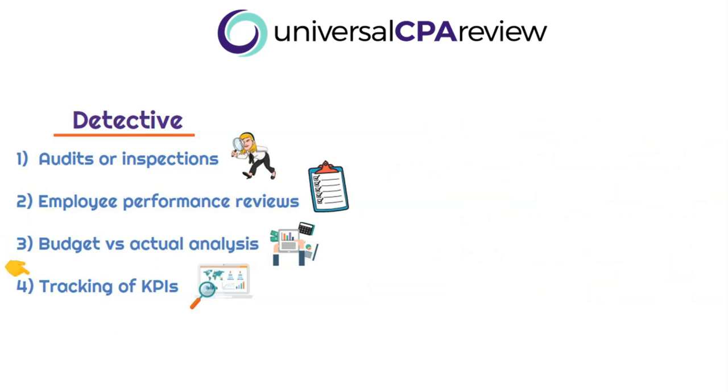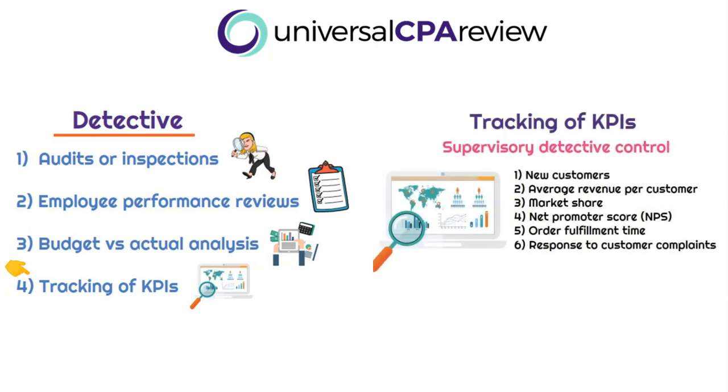The last detective control would be tracking of KPIs. Now, every business is going to have key performance indicators that they consider critical to their business in order to achieve their strategic objectives, right? And so what a company should do is monitor these KPIs on a monthly or annual basis, and this can help them assess, are we doing well, are we not doing well, where do we need to improve? Right, so some example KPIs would include maybe new customers, or average revenue per customer, or market share they have, or net promoter score, meaning how happy are our customers. How about order fulfillment time, or what about response to customer complaints, right? Those are all examples of KPIs.